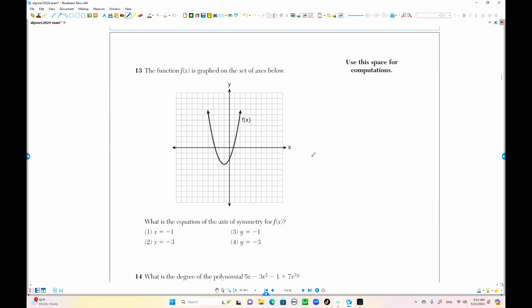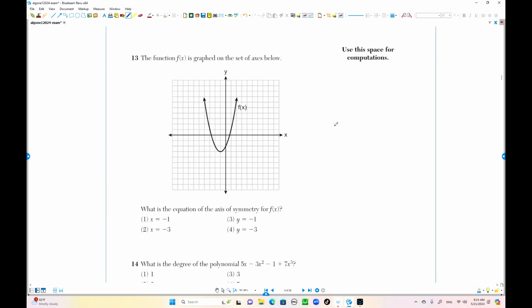All right, number 13. Which is the equation of the axis of symmetry? This is the axis of symmetry, okay? X equals negative, a vertical line, okay?